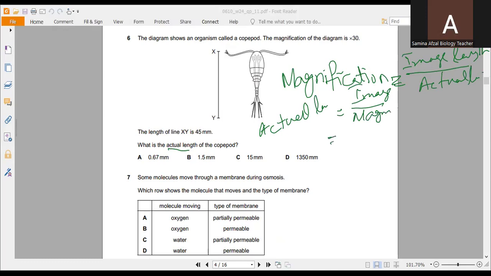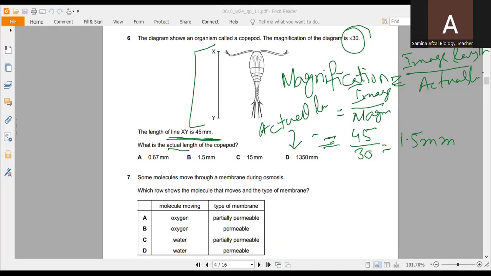In this case, you can see 45 is the length of the line. So 45 divided by the magnification, 30, is 1.5 millimeters. Very simple. Actual length is equal to 1.5 millimeters. So A, C, and D are not the correct options. Only B is the correct option.